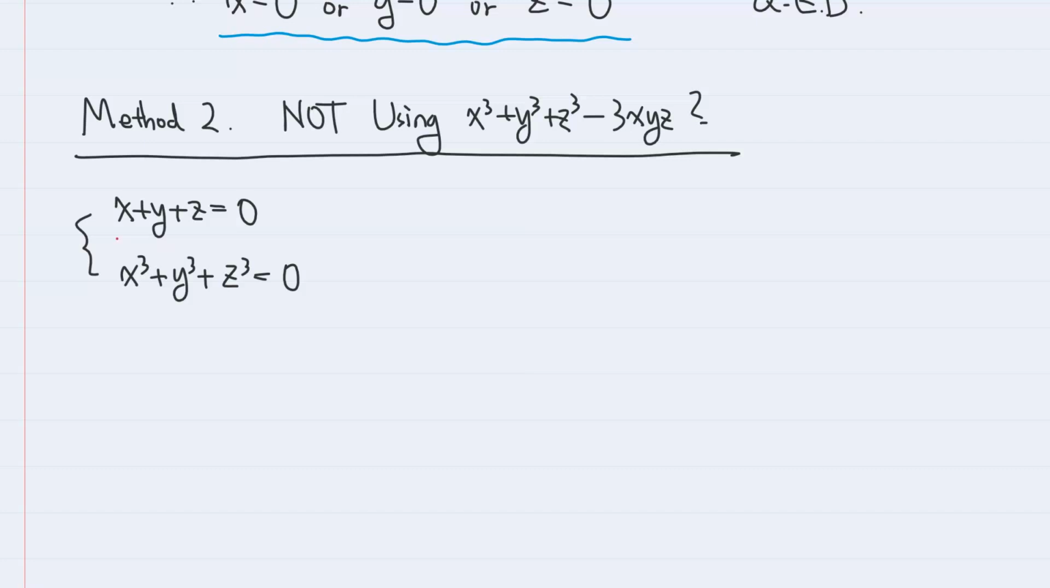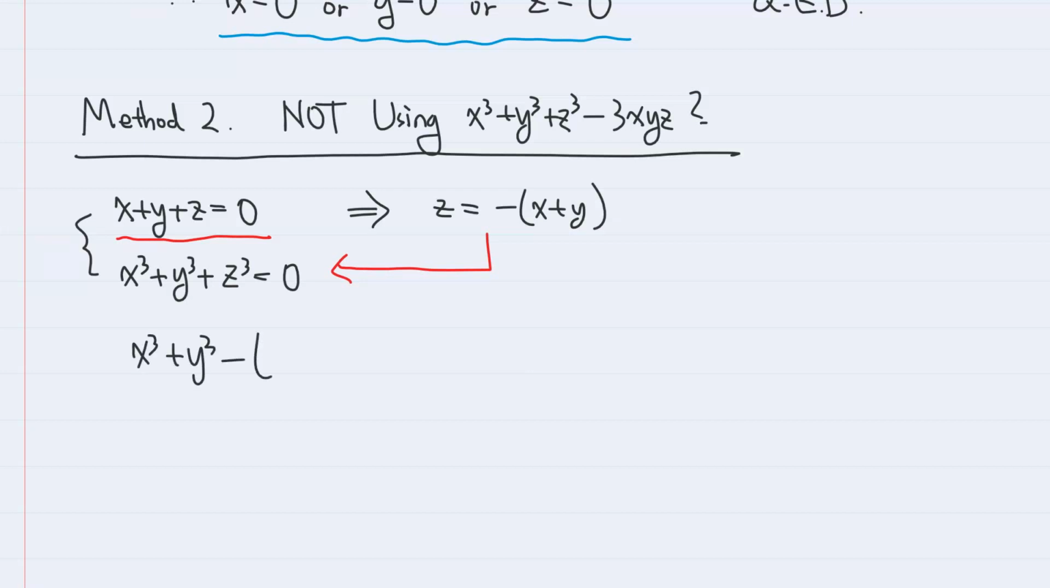Here we start from x plus y plus z equals 0. This gives z equals minus x plus y. Substituting this into x cubed plus y cubed plus z cubed equals 0, we have x cubed plus y cubed minus x plus y cubed equals 0. Here we can either expand x plus y cubed or factor x cubed plus y cubed.